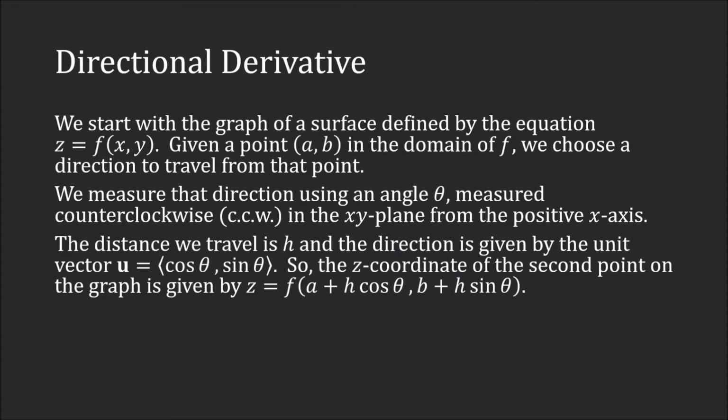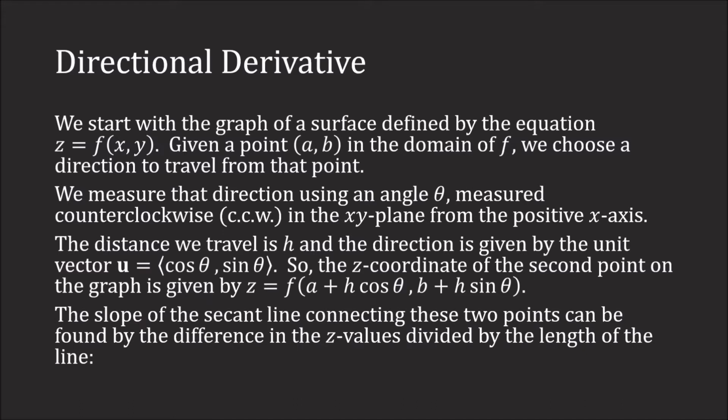The distance we travel is h, and the direction is given by the unit vector u equals cosine of theta, sine of theta. So the z coordinate of the second point on the graph would be given by f of a plus h cosine theta, b plus h sine theta. And the slope of the secant line that connects these 2 points can be found by the difference in the z values divided by the length of the line.